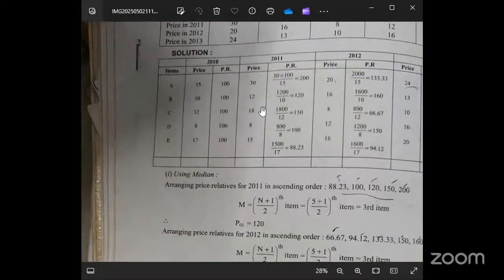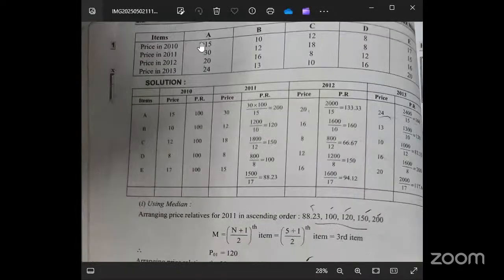So prices in 2010 for A, B, C, D, E, they have given us 11 prices, 12 prices, and 13. So here they ask us to find out the price index for 2010, 11, 12, 13, with 2010 as base year. So 2010 items, what are the items? A, B, C, D, E.